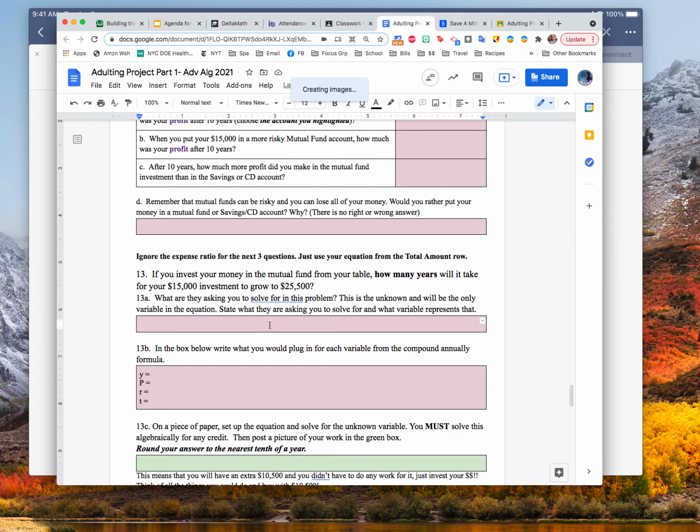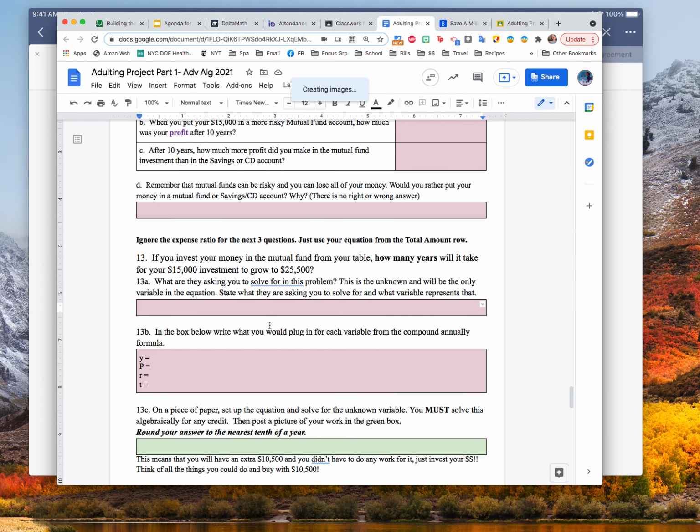Now for question 13, we did this in class together. So just look at your notes. You should have all the work in here. And it says, if you invest your money in the mutual fund from your table, how many years will it take for your $15,000 investment that came from the long-lost uncle to grow to $25,500? They're asking how many years. So the unknown is time. It's the years. So I filled this all in, and I solved here.